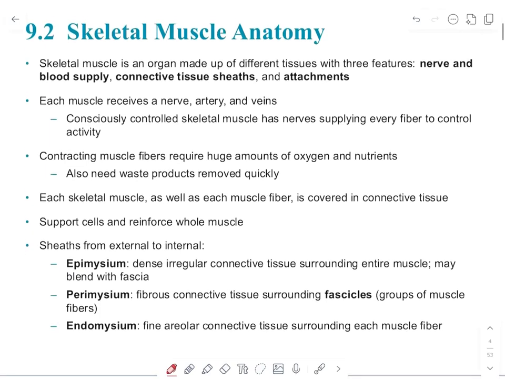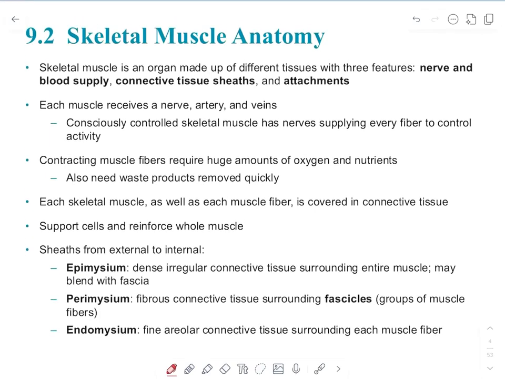When we look at skeletal muscle anatomy, the organ itself is made up of different tissues. Remember, that's the definition of an organ, two or more different tissues. And the three features are nerves and blood supply, connective tissue, as well as attachments to bones. So each muscle receives a nerve, artery, and a vein.